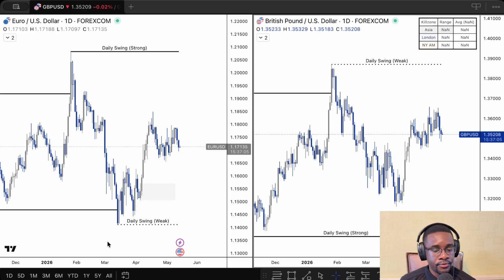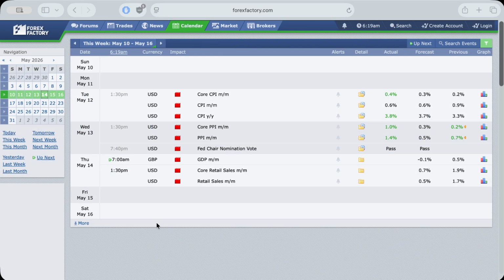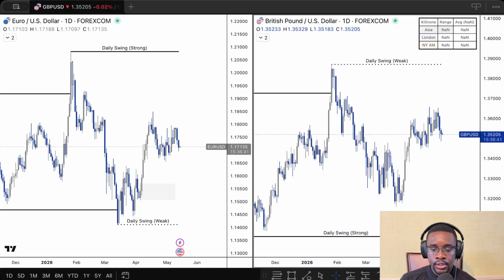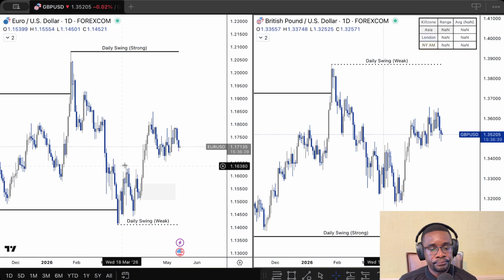We look at the EUR USD and GBPUSD to come up with trade ideas for the day, if there are any. So let's jump right into Forex Factory. Today is a Thursday, and we do have high impact news at 7 a.m. UK. That's for the pound, GDP, and then 1:30 we do have core retail sales for the USD. So let's look at the charts.